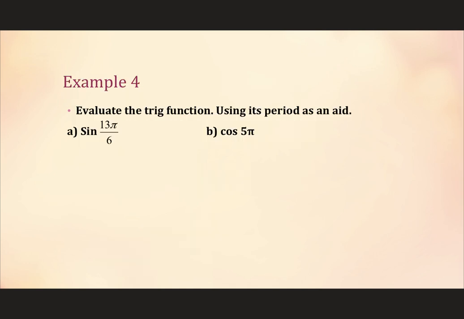And this is why we do that, because it'll say something like this. Evaluate the trig function using its period as an aid. So is 13 pi over 6 on your unit circle? No, because the biggest thing is 2 pi, right? 13 over 6 is bigger than 2 pi. So actually, let me go to B first. We'll do B first because it's a whole number, and then we'll go backwards. Is 5 pi on your unit circle?